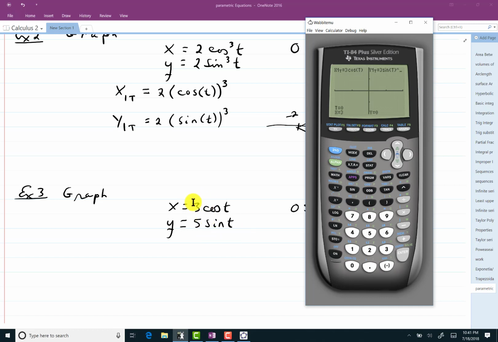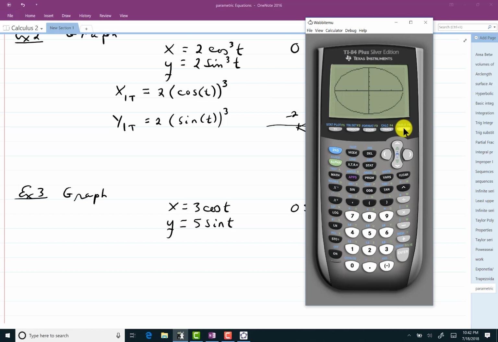I think I'll do x will go from -3 to 3 because cosine goes from -1 to 1. Sine goes from -1 to 1. So y probably goes from -5 to 5. So let me change my x's to go from -3 to 3, and my y's to go from -5 to 5. Let's take a look at this graph now. I made a mistake. Make that into a 5 and try it again.